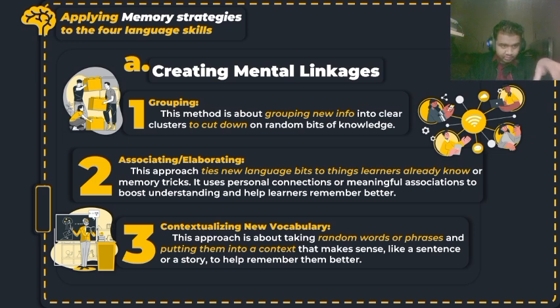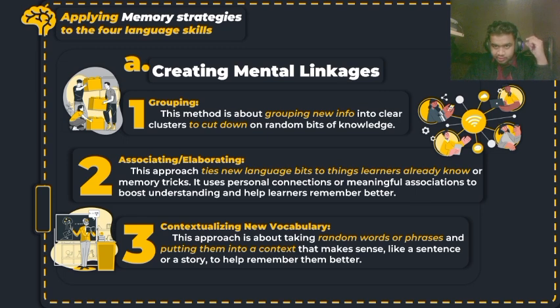And the third one is contextualizing new vocabulary, as this approach is about taking random words or phrases and putting them into a context that makes sense, like a sentence or a story, as it helps to remember them better. For example, learners might come up with acronyms, or craft stories that include related words, which makes it easier to remember and use them in corresponding contexts.